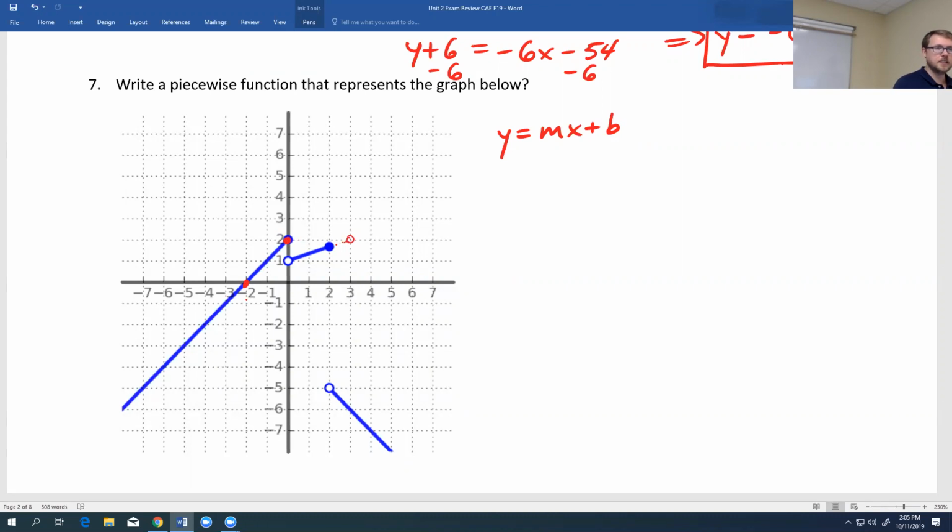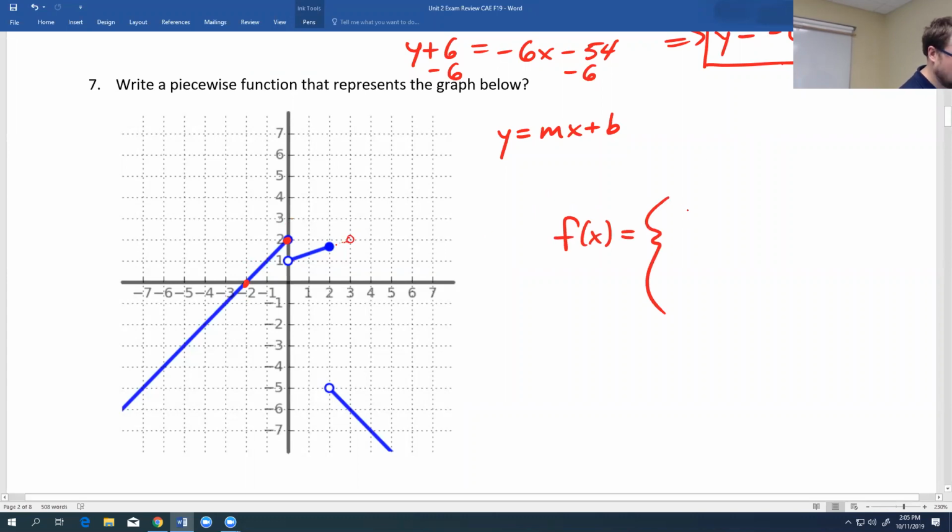I could do that, but I'm lazy and I'm going to do it the quickest and easiest way. What's the intercept here? 2. What's the slope? 1. So my first piece, I'll write this as f of x equals x plus 2, and then if you're being super formal, you can put a comma after it and write if or when x is, and that was included, less than or equal to 0.